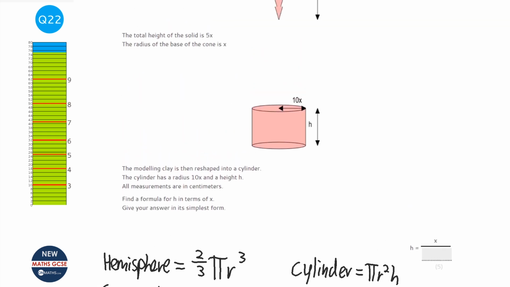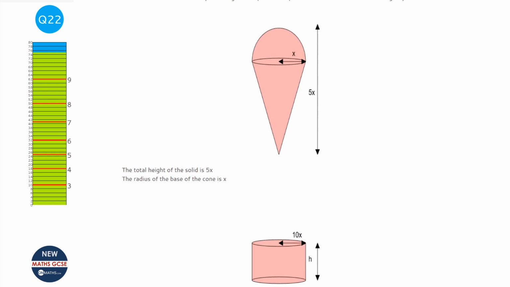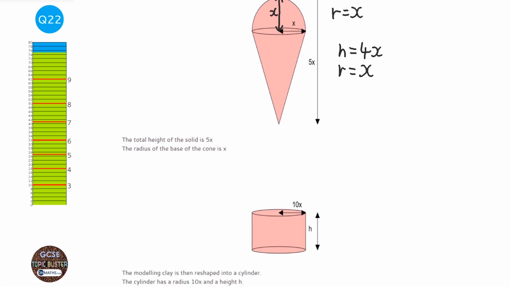Okay, now we need to find out what the bits are. So for the hemisphere, we just need r. Well, that's quite simple because r is just going to be x. It's the radius of the hemisphere. Now what's more difficult is to work out the height of the cone. Well, if the radius across to the right is x, the radius of the circle up is also going to be x. So we know the height of the cone is going to be 4x because one of those x's is used on the hemisphere. We know the radius of the cone is going to be x because it's stated at the top. So let's keep going. The radius of the cylinder is going to be 10x. And the height is just labelled as h, so that's nice and simple.